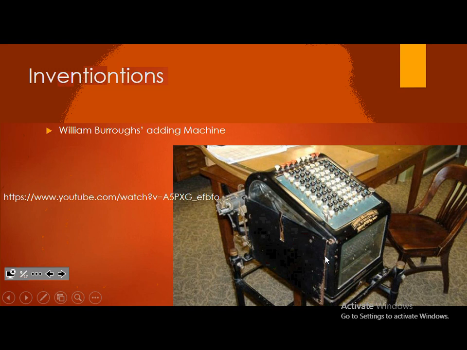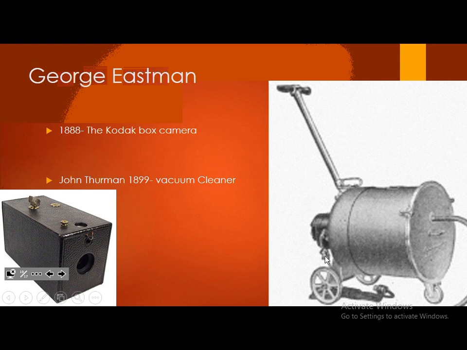This thing, too. The reason it was so heavy was because they could manipulate iron and they could manipulate steel at the time. So a lot of the original inventions had a lot of that stuff in it. Same thing with George Eastman. Again, a lot of iron and steel here. Plastic was not going to be invented for a while.